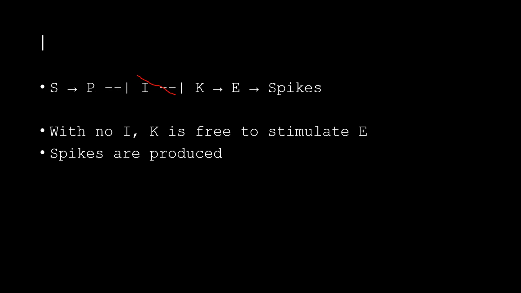Now let's try taking out I. So since I is the bad guy that inhibits K, P usually would have to inhibit I. But if there is no I in the first place, then P doesn't have to do that, which doesn't really matter. So K is going to be free to stimulate the E, which will stimulate the production of spikes, and we will see spikes from this mutation.